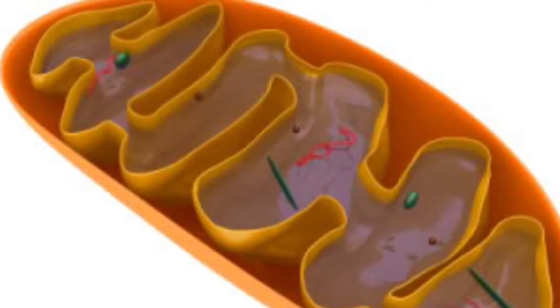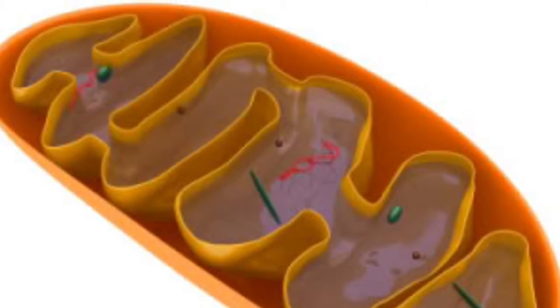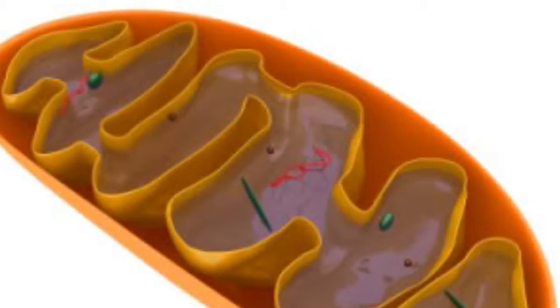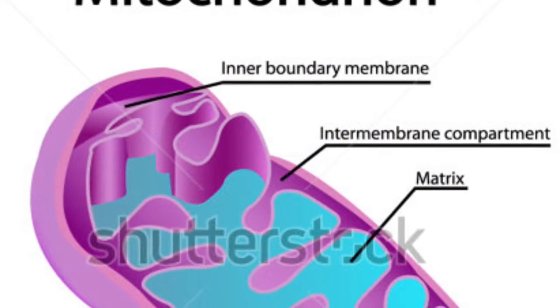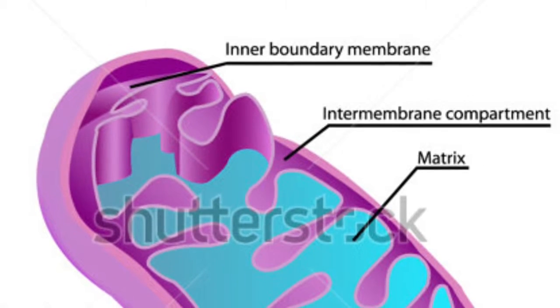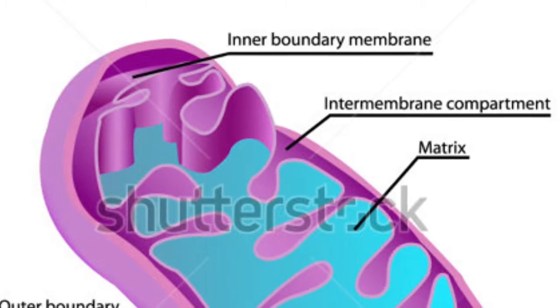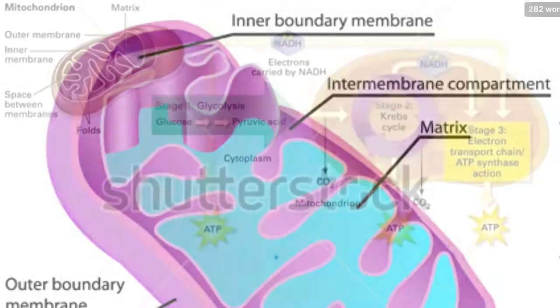The inner membrane has two compartments. The first compartment, the intermembrane space, is a narrow space between the inner and outer membranes. Compartment two, the mitochondrial matrix, is the area enclosed by the inner membrane that contains many different enzymes, as well as the mitochondrial DNA and ribosomes. The enzymes catalyze some steps of cellular respiration.